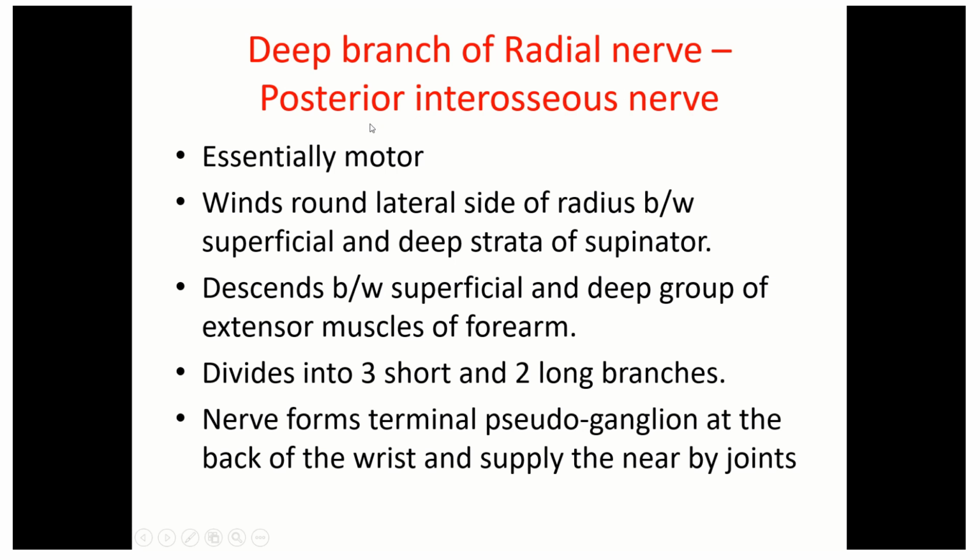The deep branch of the radial nerve, otherwise called the posterior interosseous nerve, is essentially motor. It winds round the lateral side of the radius between the superficial and deep strata of supinator. It descends between the superficial and deep groups of extensor muscles of the forearm. It divides into 3 short and 2 long branches. The nerve forms a terminal pseudoganglion at the back of the wrist and supplies the nearby joints.